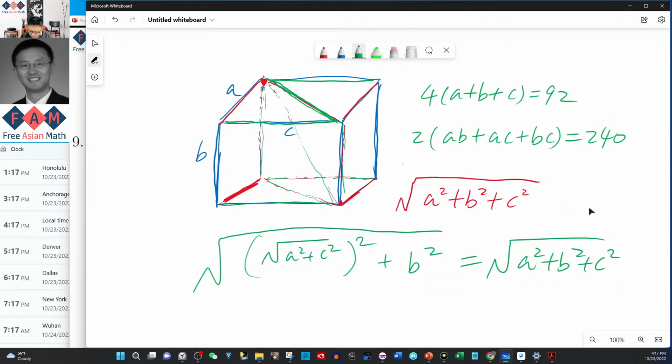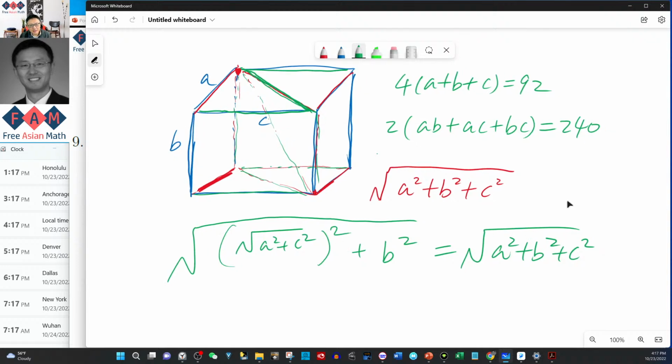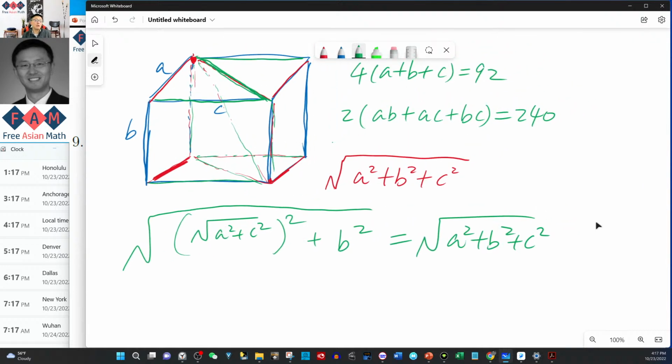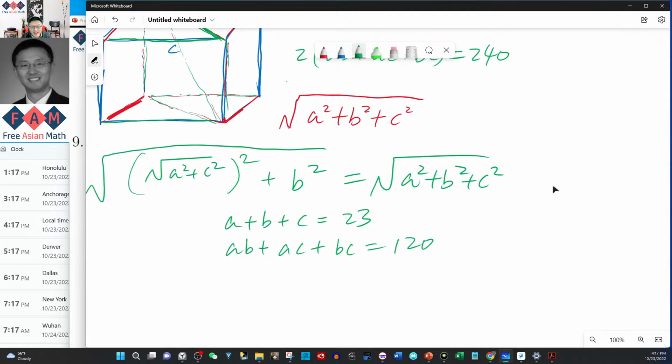So now you can see that this is actually an algebra problem. We talk about this in one of our algebra weeks. Essentially, you have two formulas or two equations. A plus b plus c equals 23. That's from this one. And you have ab plus ac plus bc equals 120. Those two equations are not going to be sufficient for you to solve for a and b and c individually, because you have two equations, but you have three variables.